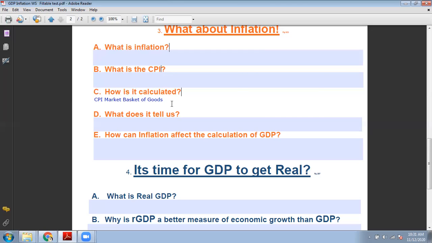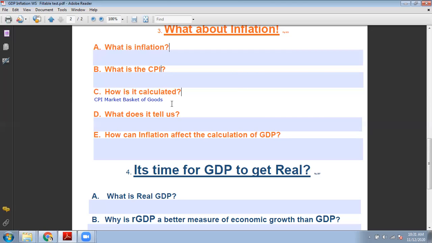And they put it on the market basket and they say, how much did that cost? So let's just say, for argument's sake, that year one, that market basket costs $1,000. Okay. Next year, we go ahead and put all the same goods in that market basket. And now it costs us $1,100 for that market basket.